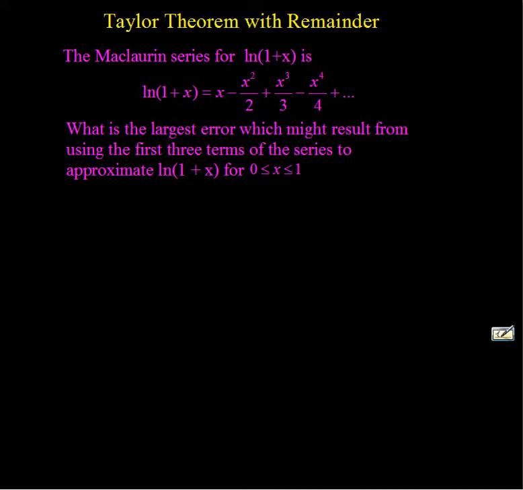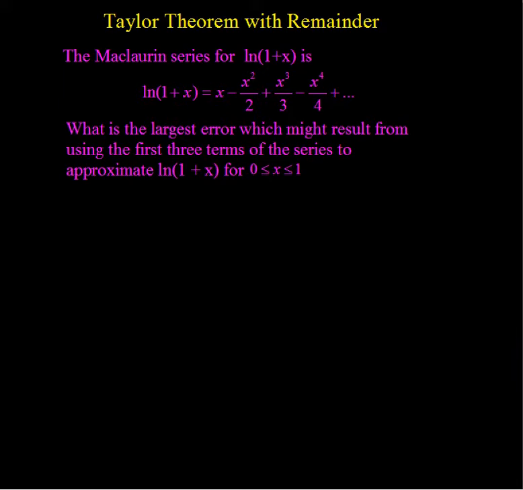The Maclaurin series for ln of 1 plus x is x minus x squared over 2 plus x cubed over 3 minus x to the fourth over 4, etc. So the question is, what is the largest error which might result from using the first three terms of the series to approximate ln of 1 plus x for x between 0 and 1? Okay, so we're doing it for a whole range and not just one particular x value.